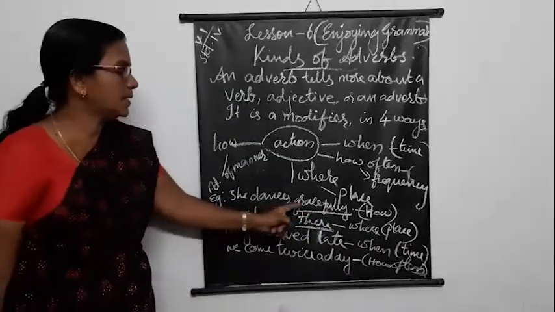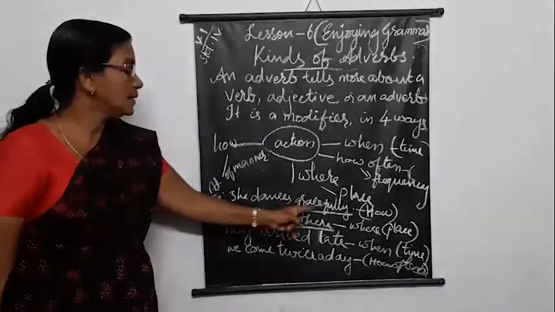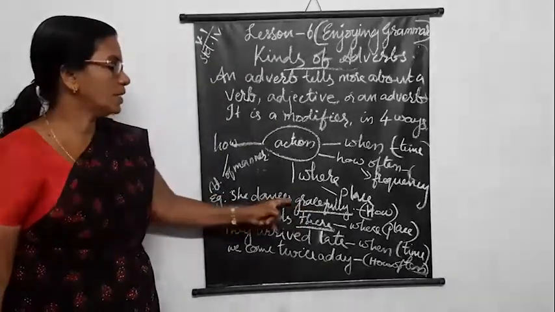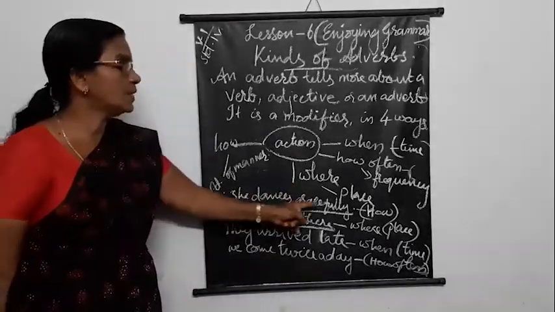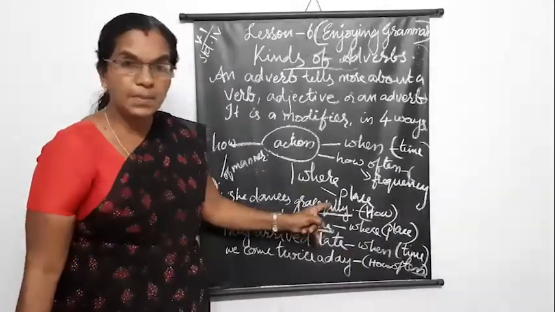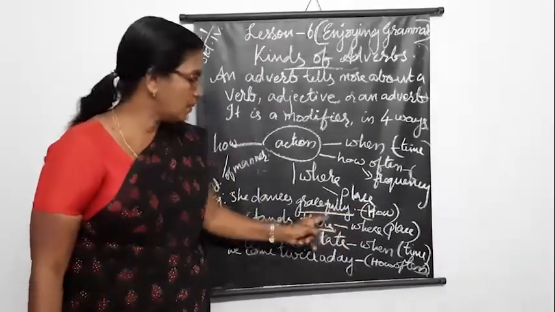Example, she dances gracefully. So gracefully is the adverb here. This word tells how she dances. When we ask a question, how does she dance, we will get the word gracefully. That is the adverb here. It is the adverb of manner.